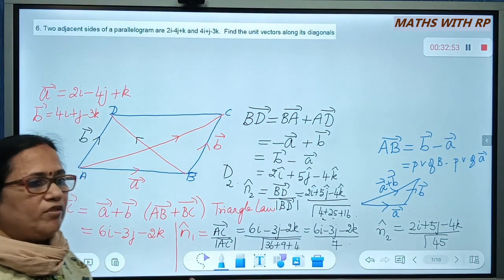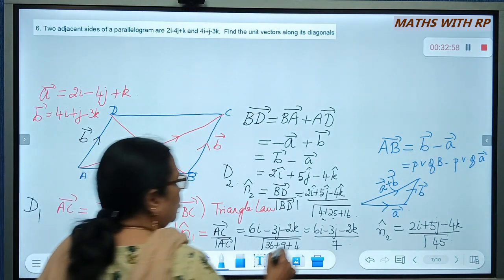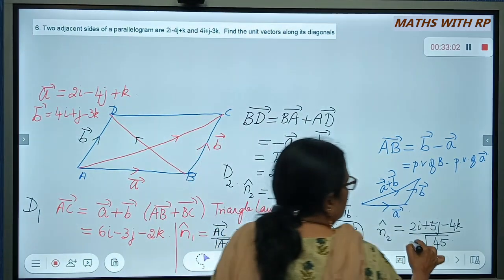Is it clear? So now we have found both the diagonals and we have also found unit vectors along both the diagonals. One is this, the other is this.